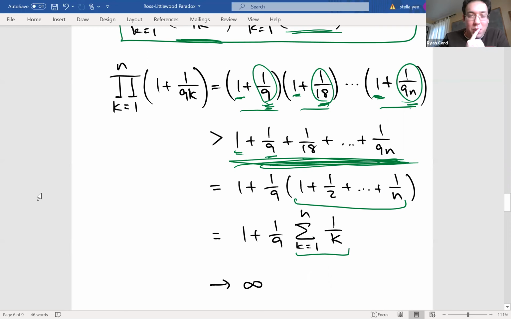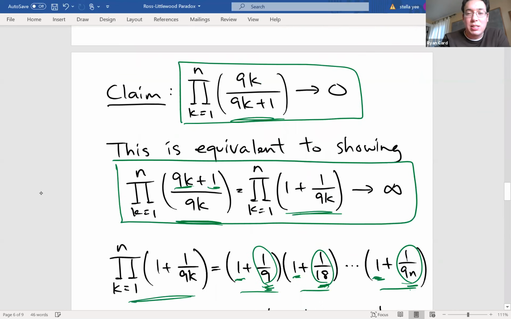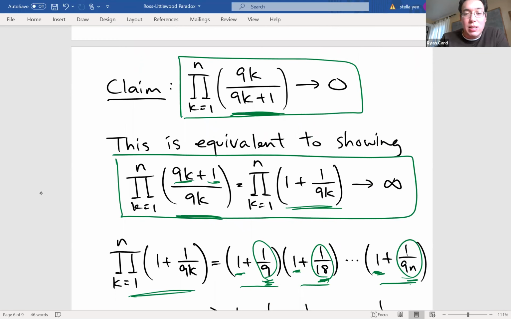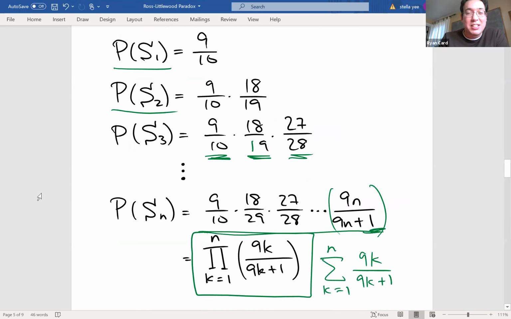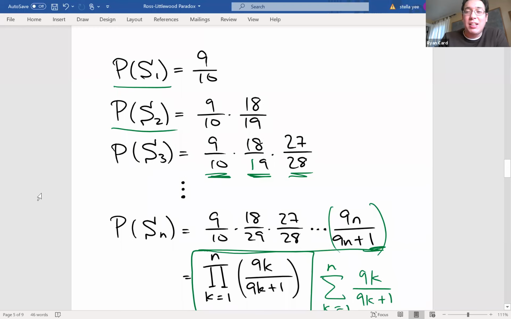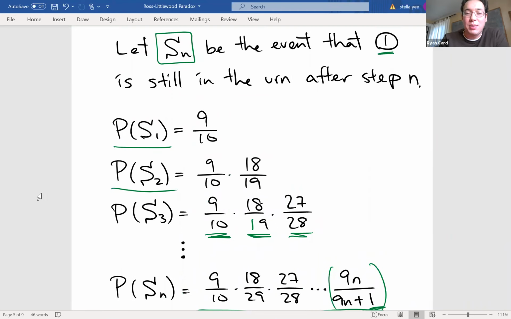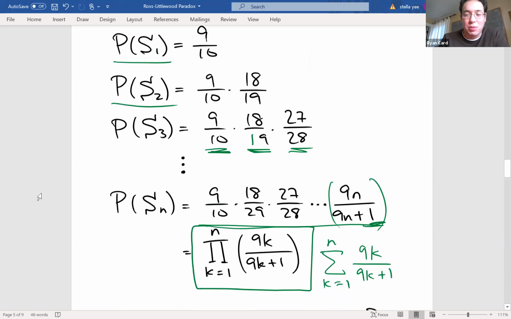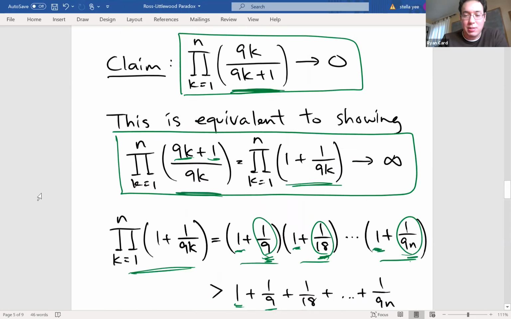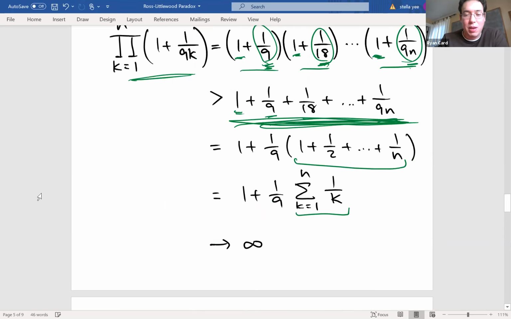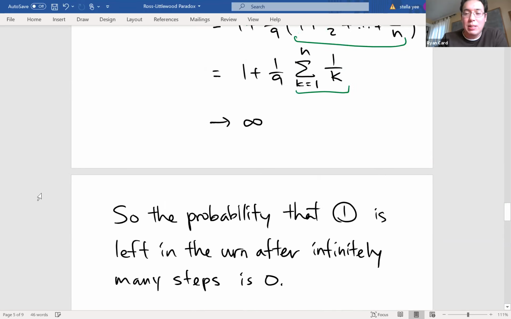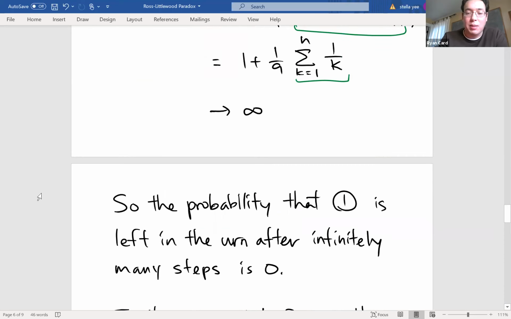So let's review what we did so far. We showed that this product blows up to infinity, which means its reciprocal, this product, will go towards 0, right? And remember that expression is the probability that the ball numbered 1 survives up until noon, infinitely many draws of this process. Okay. So the probability that the 1 is left in the urn after infinitely many steps is 0.